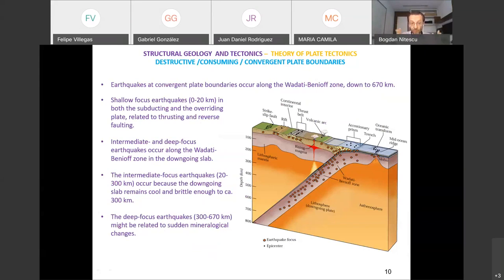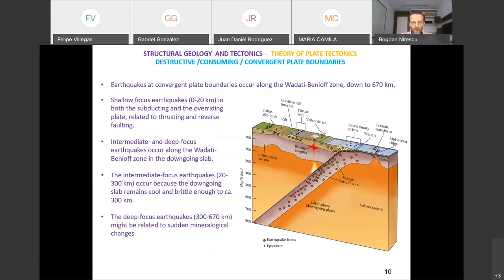And this is considered to basically reflect the subduction process. So you would have earthquakes at convergent plate boundaries. And these earthquakes go down in terms of their foci, their hypocenters, to about 670 kilometers. So you would have a lot of earthquakes which are very shallow, between 0 and 20 kilometers. And they happen, as you can see, both in the subducting plate and in the overriding plate here. So basically, you can imagine that you have the process of thrusting underneath the overriding plate, and you have reverse faulting in the overriding plate. So this is what explains this seismicity.